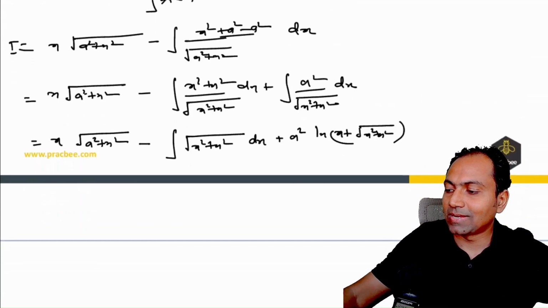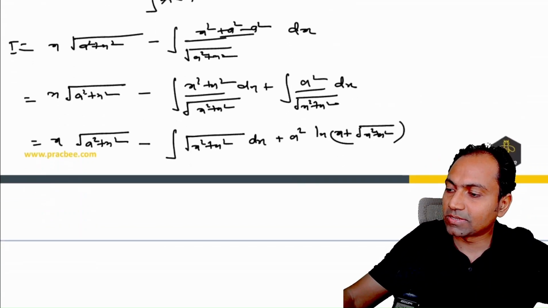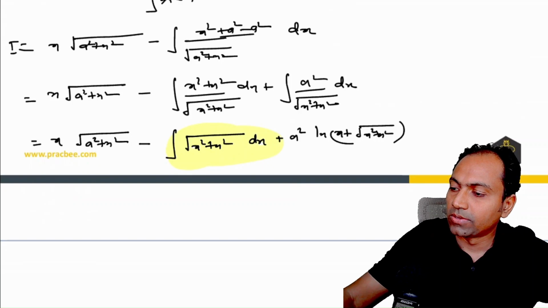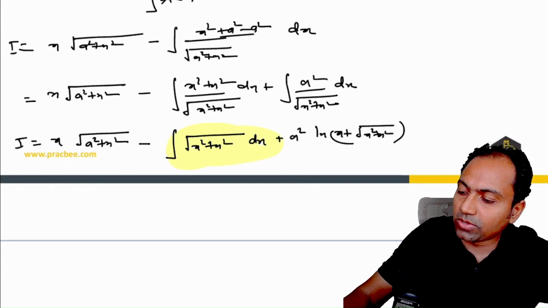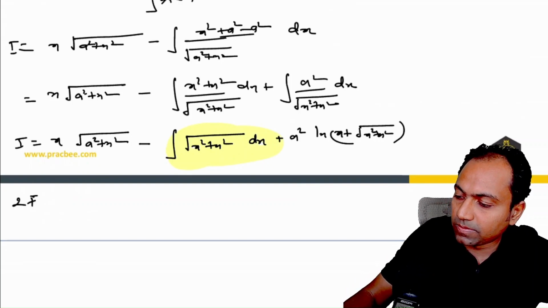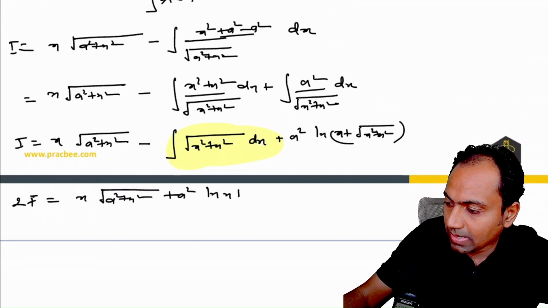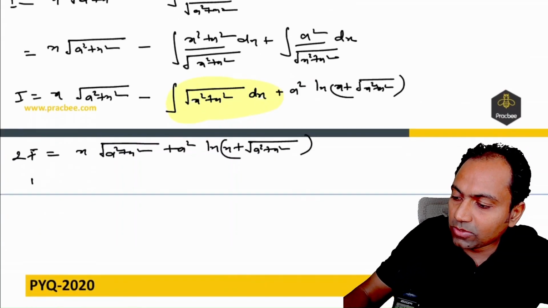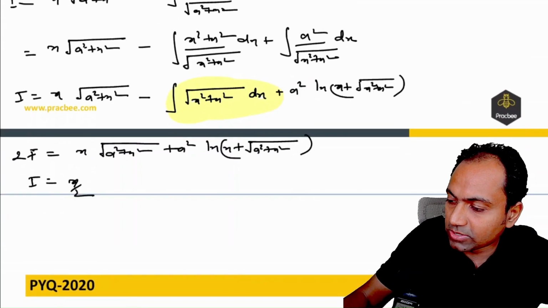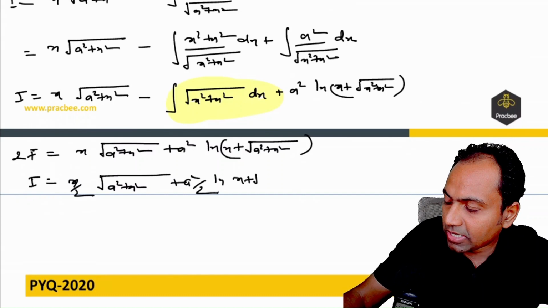So now you can see that this term has been regenerated. This term is nothing but our I only. And there is one more I waiting here. So we can take it on the other side. Write this as 2I. This becomes x root a square plus x square plus a square ln of x plus root of a square plus x square. So once you have these values from here, we can get the value of I. It becomes x by 2 root of a square plus x square, plus a square by 2 ln of x plus root of x square plus a square plus c.